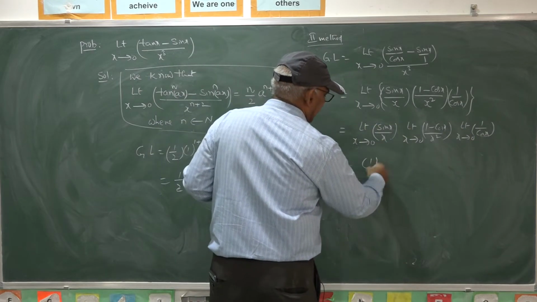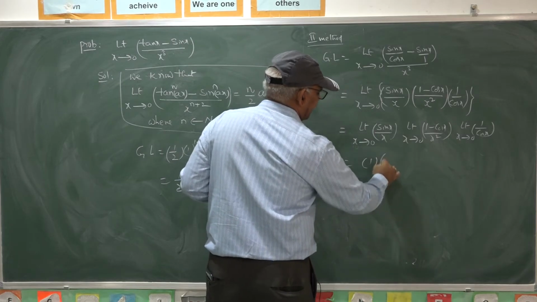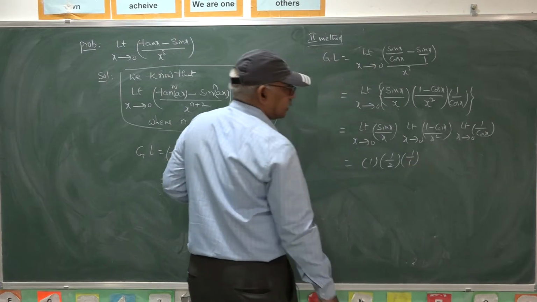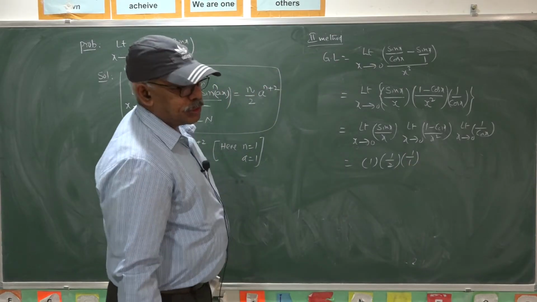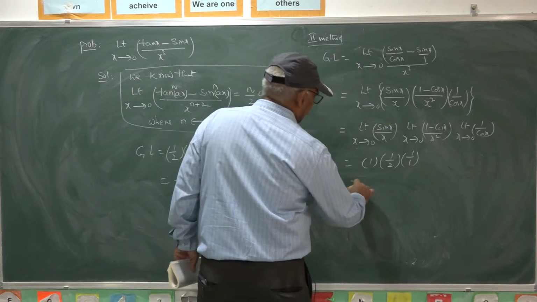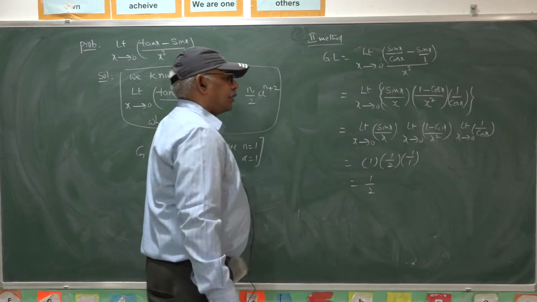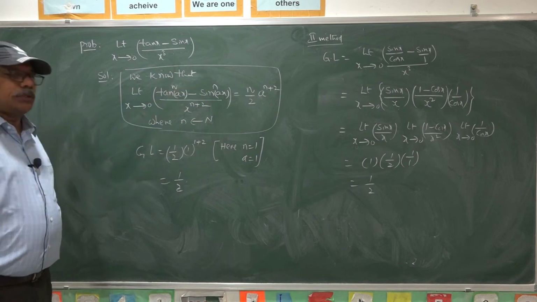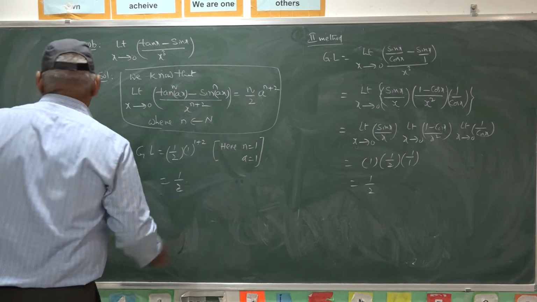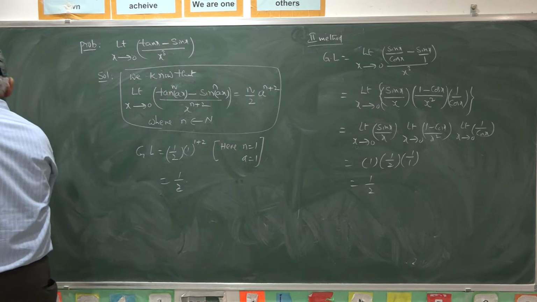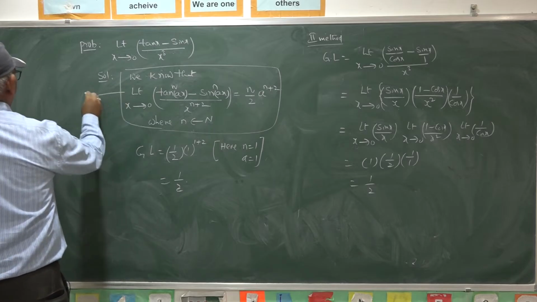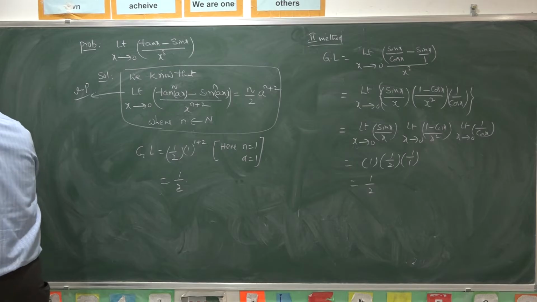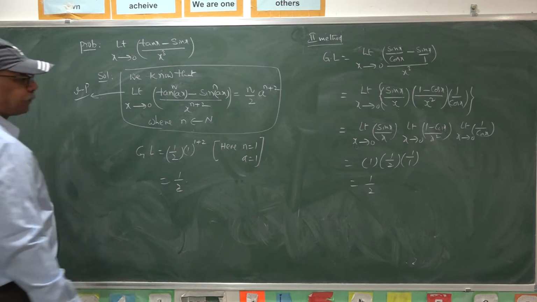So, the required limit takes the value 1 into 1 by 2 into 1 by 1, since as x is nearing 0, cos 0 is 1. So, the required limit is 1 by 2. Straight away you can apply this formula, otherwise you can go through that method to evaluate such limits. This is also one important formula in dealing with objective questions.